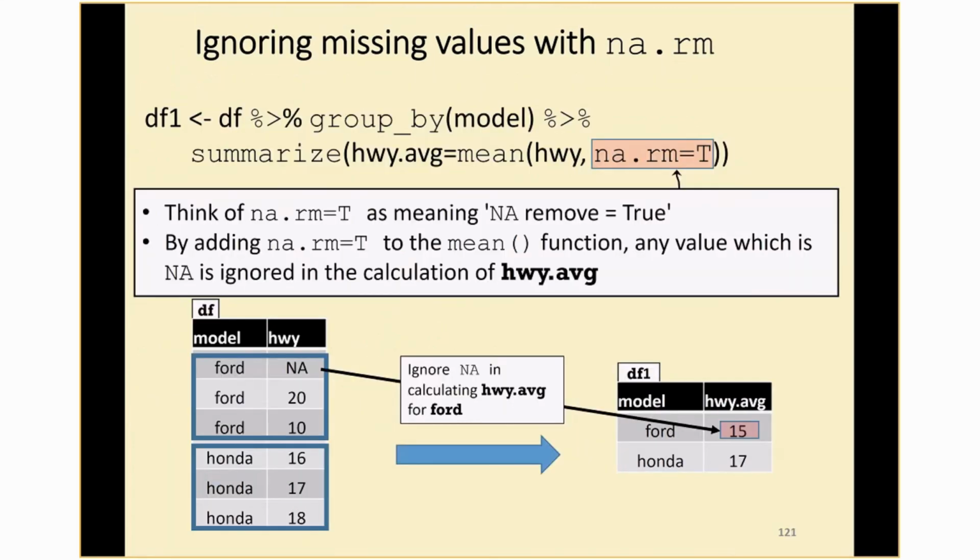The way we do that is really very simple. The code is exactly the same as before. It's just that when we use our summarize statement, not only do we say that we want to take highway average as the mean of highway, but we also add within the parentheses associated with the mean function, na.rm equals TRUE. In other words, NA remove is equal to true. So any value of highway that is an NA is going to be ignored. As a consequence, this value is ignored, and the 20 and the 10 get averaged into the 15.